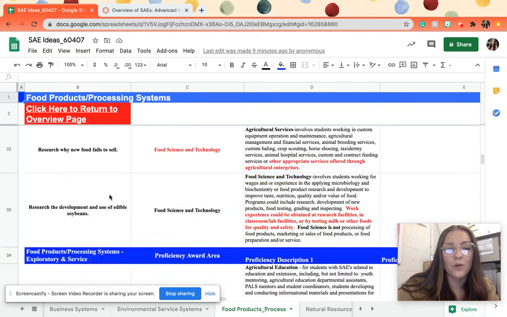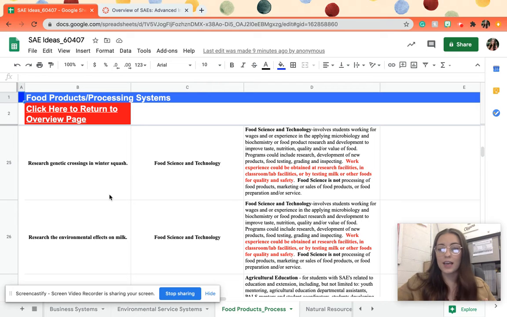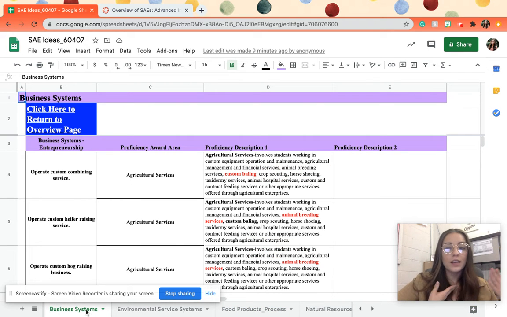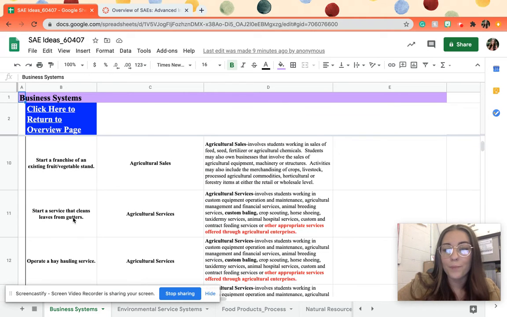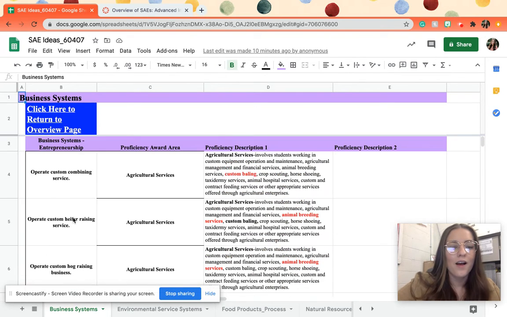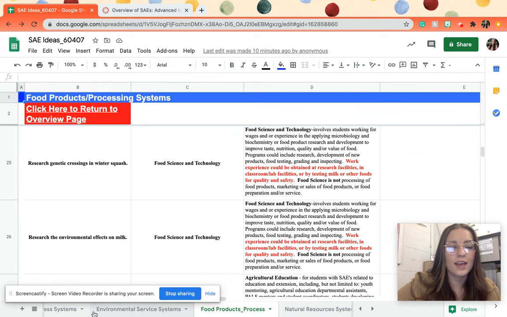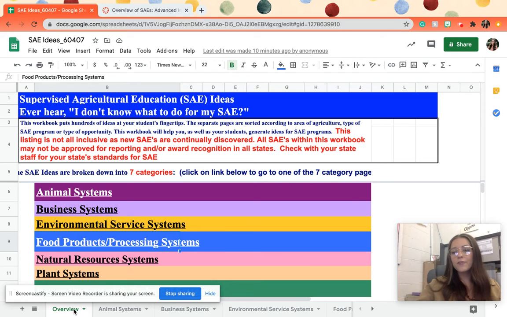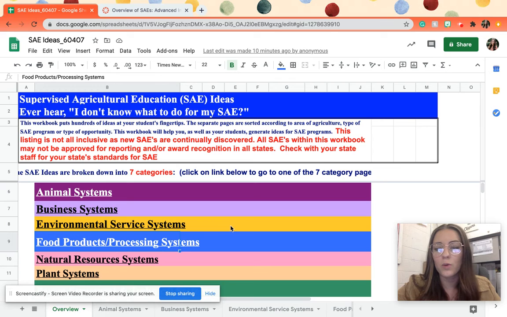So if you are trying to figure out what your SAE project is, I would just look through all of these and try to find something that you're interested in. If you want to go into the business side, you can look here and it will tell you a bunch of different business SAEs you can do. All you're going to do is look through here and find something that interests you. This is mostly if you're not sure what you want to do with your SAE yet, this is just going to give you a good idea.